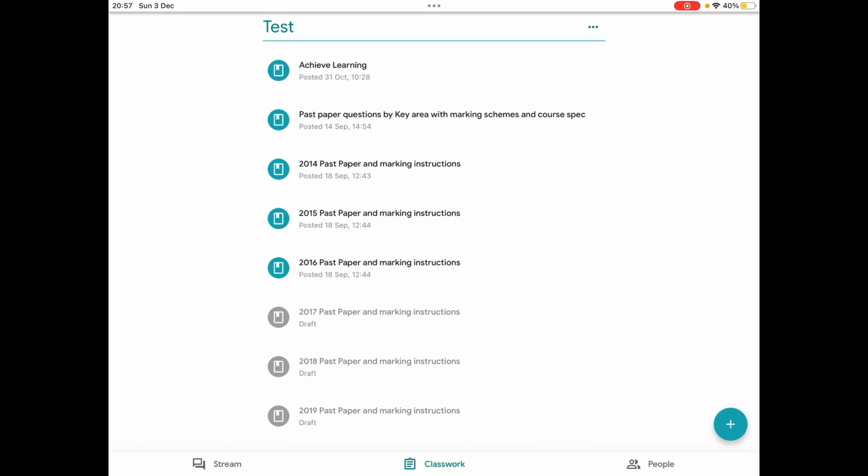Going on finally to the tests section for knowledge. There's a really good site called Achieve Learning, and you can get the login details for that from your teacher. The one I really like though is the past paper questions by key area with marking schemes and course specs. I'm just going to click on that second one down just now.